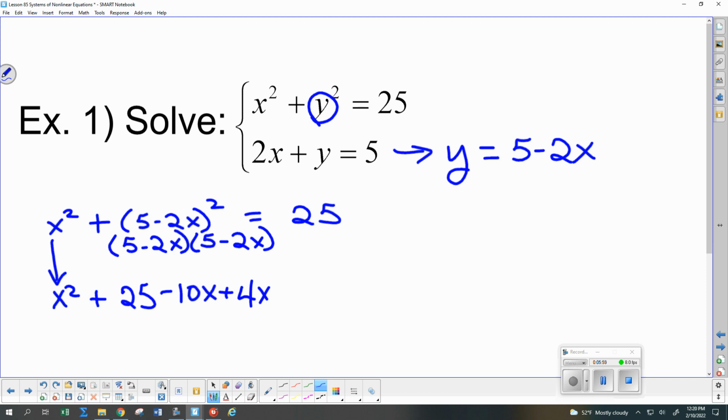We take the first times first, 5 times 5 is 25. Then we've got a minus 10x and another minus 10x to make minus 20x. I think you actually said minus 20 and I just wrote it down wrong. And then minus 2x times minus 2x, minus minus would be plus. The 2 times 2 would be 4, and the x times x would be x squared.